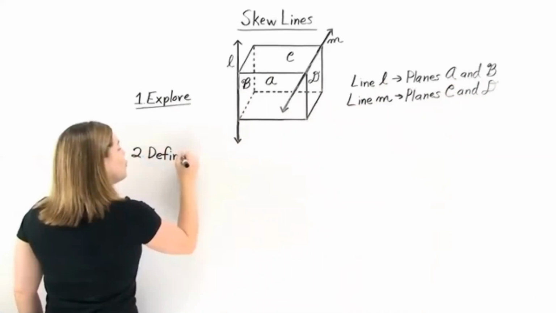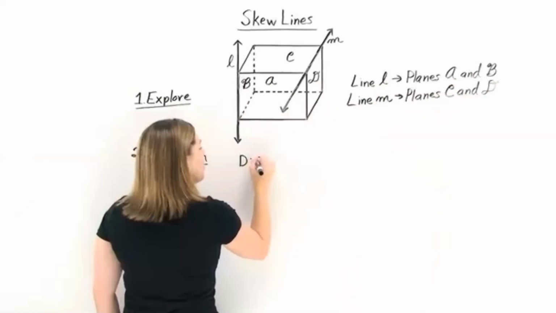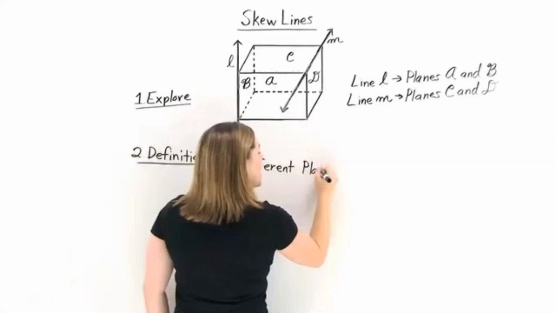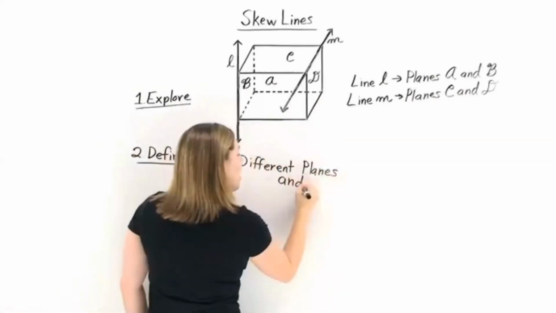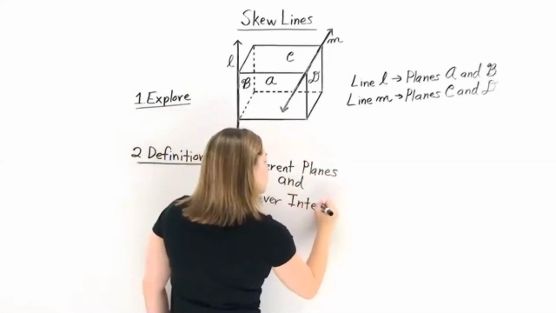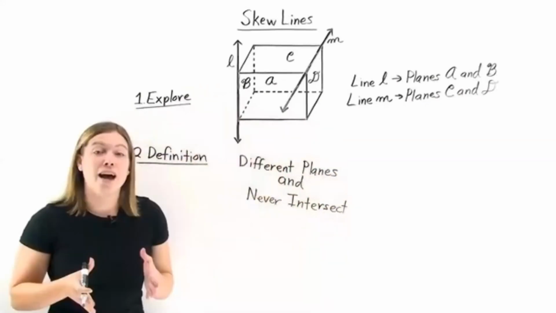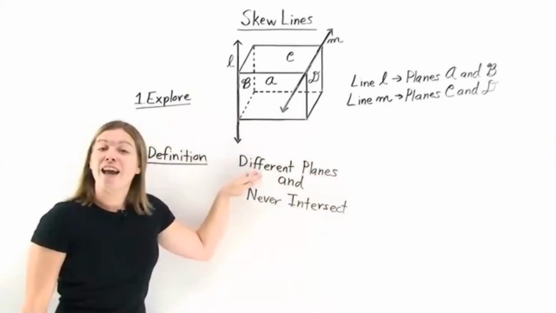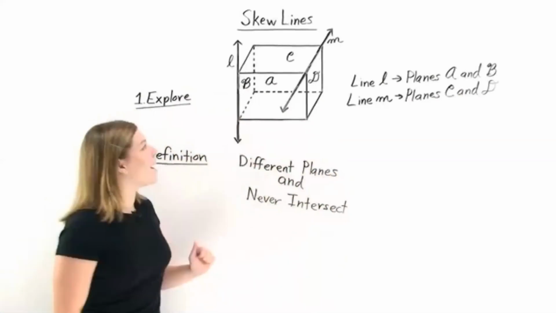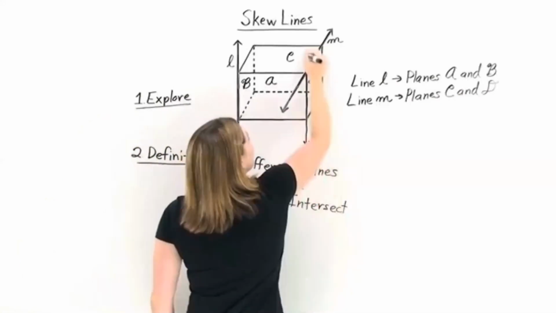Skew lines are lines that are in different planes and never intersect one another. So, we have lines that sit in different planes, and in addition, they never intersect one another. Now, don't confuse skew lines with parallel lines. They're different. Remember, parallel lines never intersect, but they lie in the same plane. To see some parallel lines, let's draw another line in this figure. Let's draw this line right here. We'll label this line, line P.